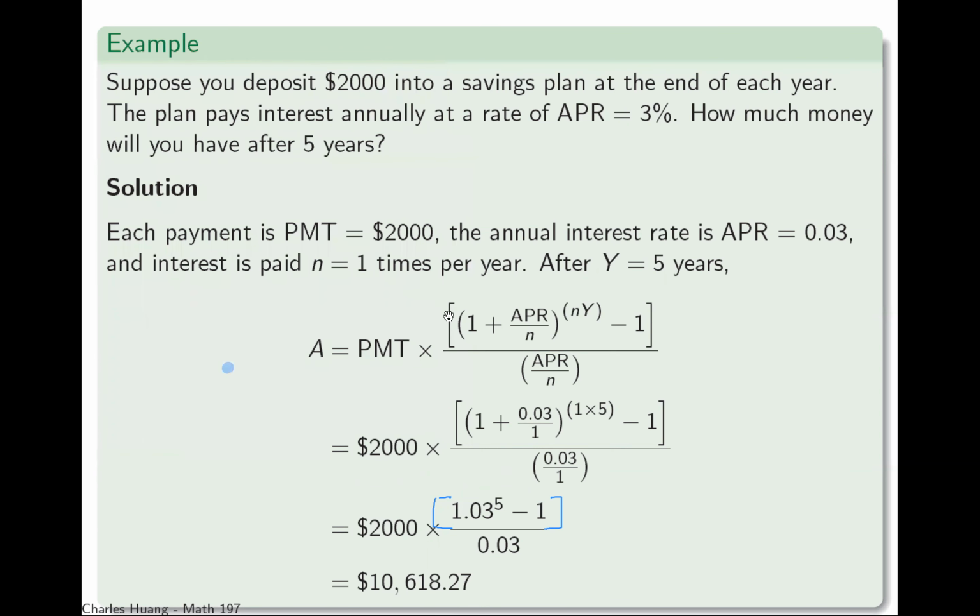Now, if you're not sure, you can always double check. You can always estimate really quickly. We put $2,000 in every year. We do this for 5 years. So 5 times 2,000 is 10,000. Right? 5 times 2 is 10, so 10,000. And we have a little bit more than 10,000 because we got all that interest. So our number makes sense with our estimation.